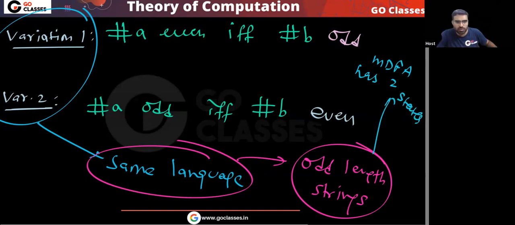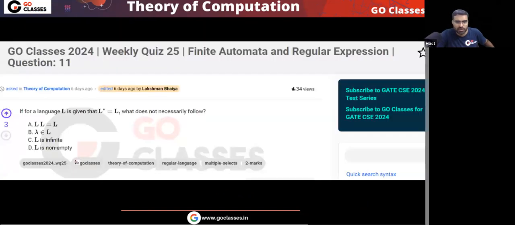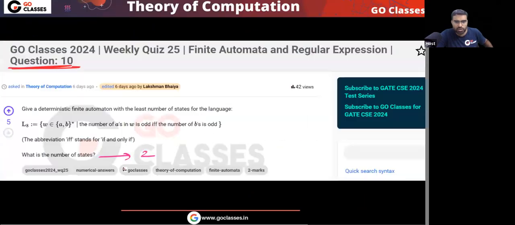Okay, I hope this point is clear. Quite simple, we have done this. So tell me what will be the answer here. Here also the answer will be 2. So this is your question number 10. Question number 9 and question number 10 are very similar to each other.